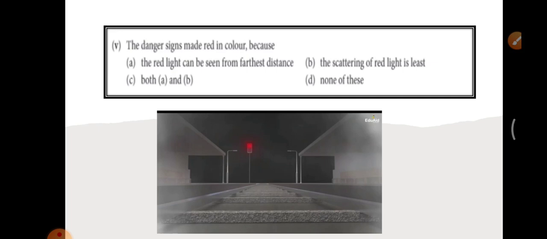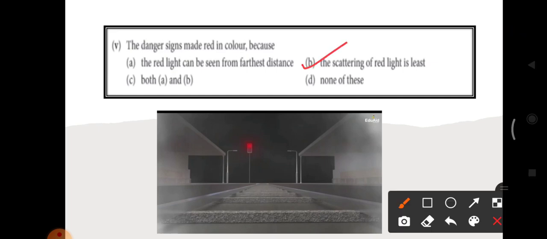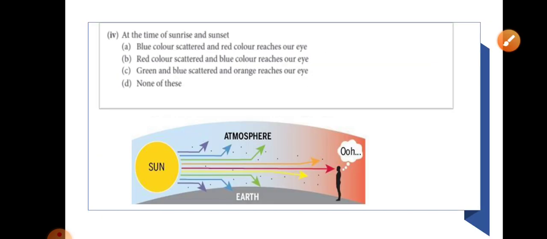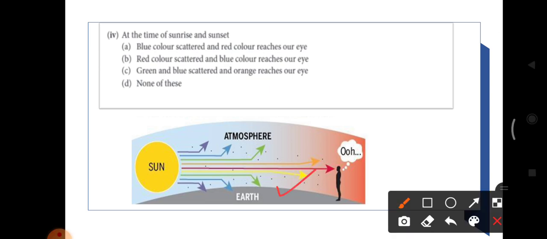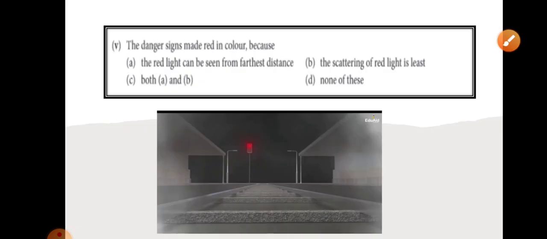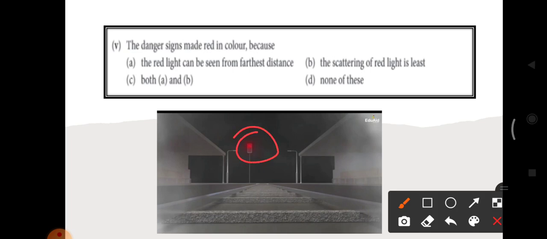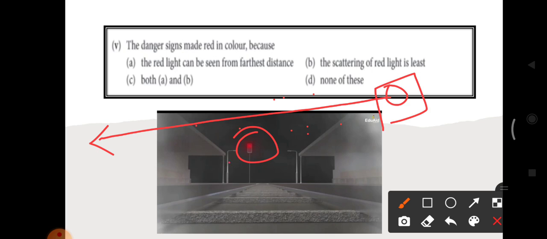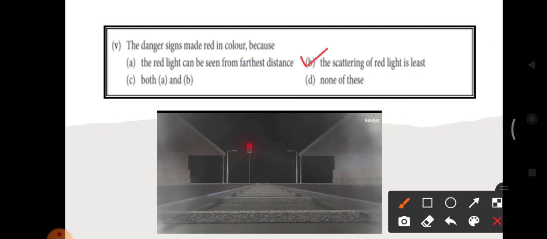Option B is the correct answer. The red light is scattered least. See in this image, which color is least scattered? The red only is least scattered. So when the signal signs are red color, the red light will travel a longer distance and also it is least scattered by the particles. So option B is the correct answer.